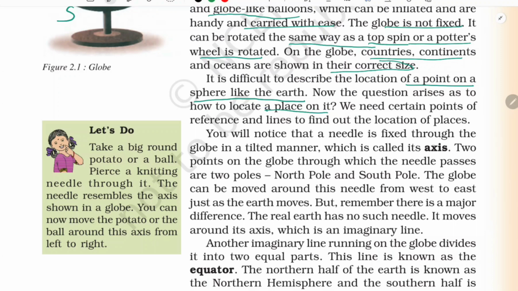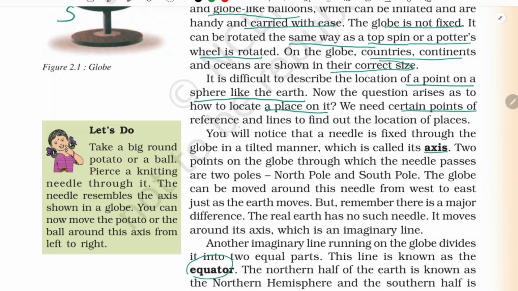And see, these lines which we are talking about, this axis, equator, we will learn about these. These are all imaginary lines. You should always keep that in mind. In reality, there are no such lines or grid present over the earth.